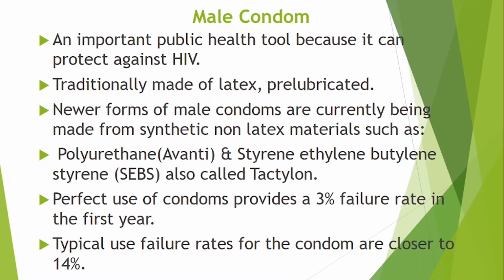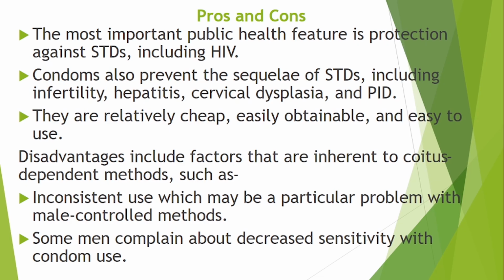So perfect use of condoms provides a 3% failure rate in the first year. Typical use failure rates for the condom are closer to 14%. The pros associated with the use of male condoms include the fact that it protects against sexually transmitted diseases, including HIV. Condoms also prevent the sequelae of sexually transmitted diseases, including infertility, hepatitis, cervical dysplasia, and pelvic inflammatory disease. They are relatively cheap, easily obtainable, and easy to use.